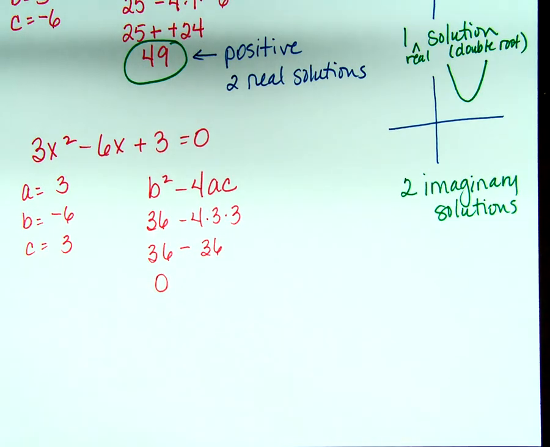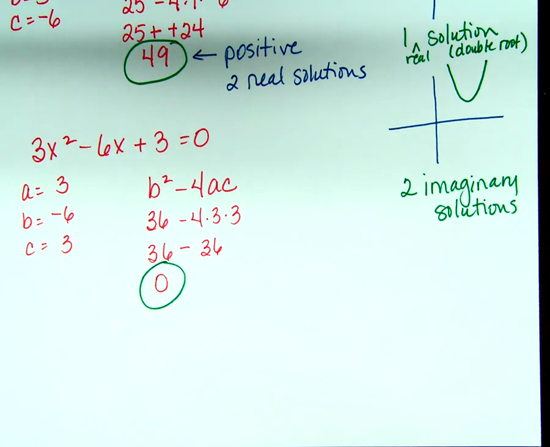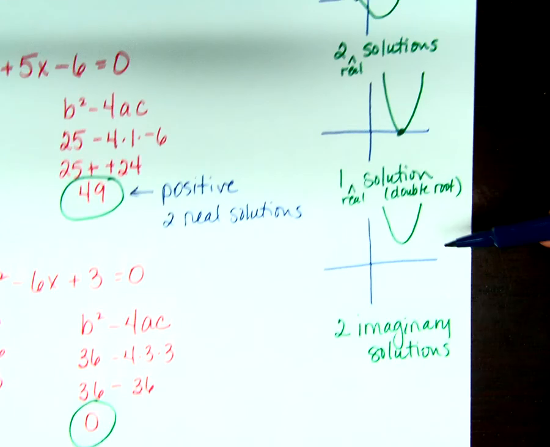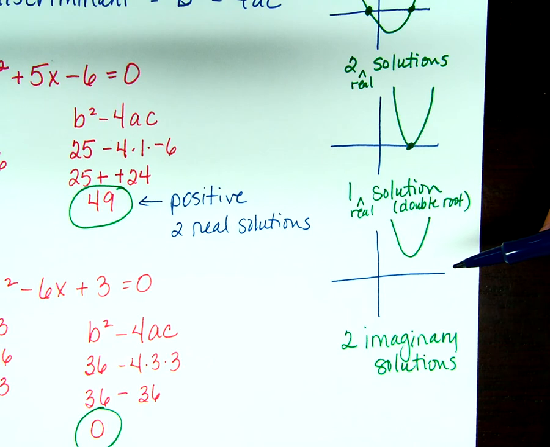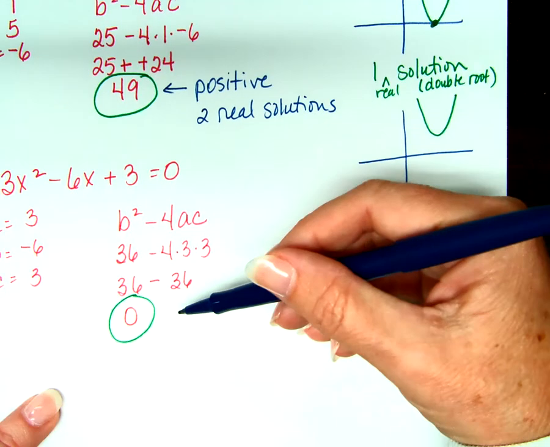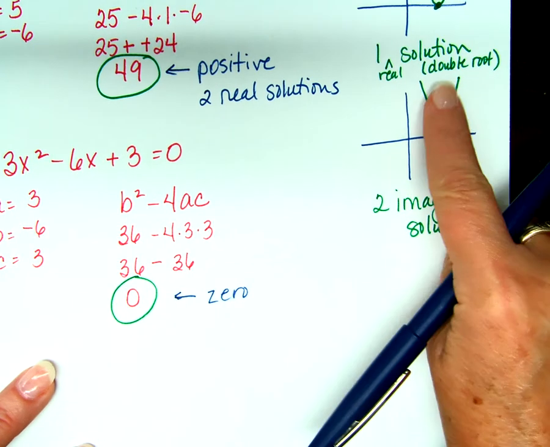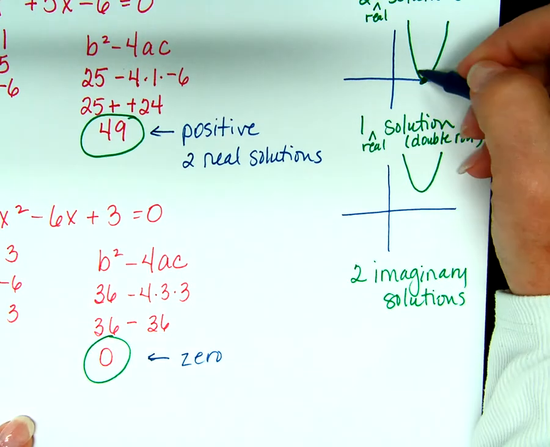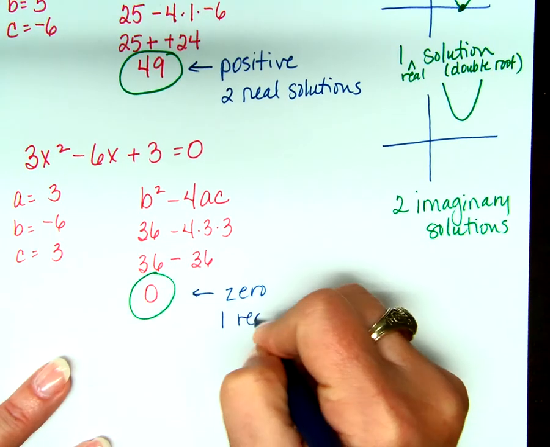So first of all, if it says find the discriminant, find the value of the discriminant, we got it, right? What does this value of the discriminant tell us about the solutions, though? If it's 0, that's this one right here. One real solution, it's sitting right on the axis. Okay? One real solution.